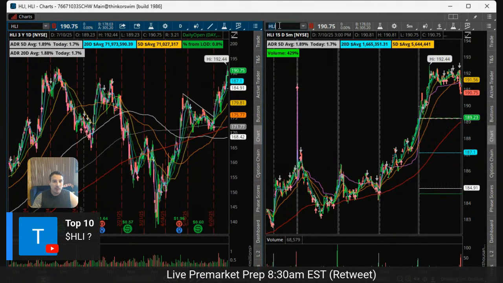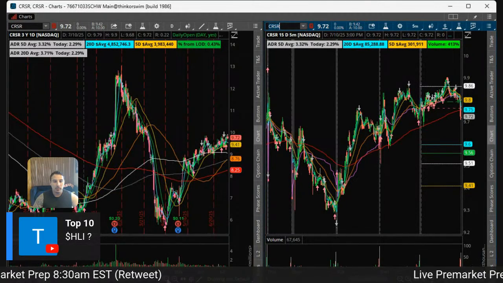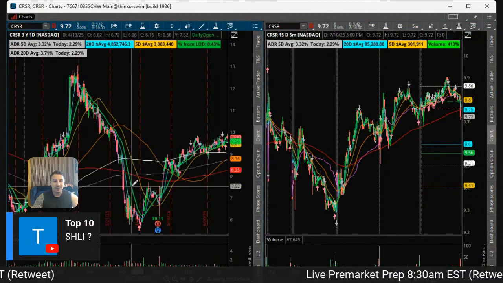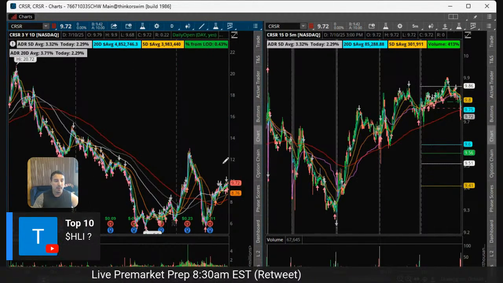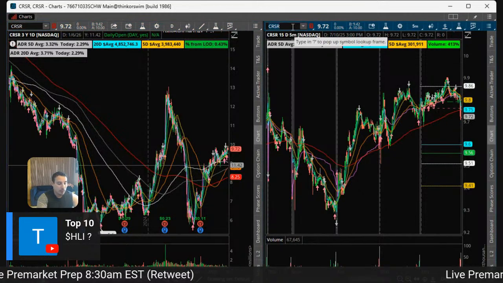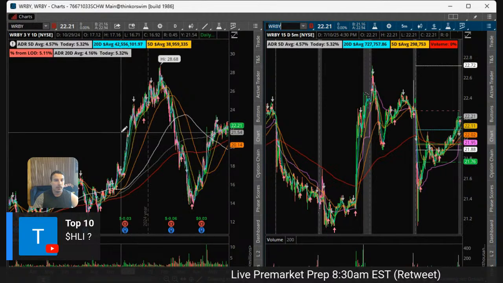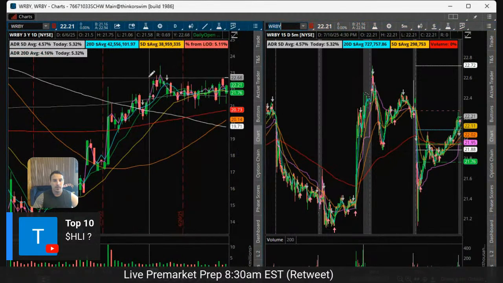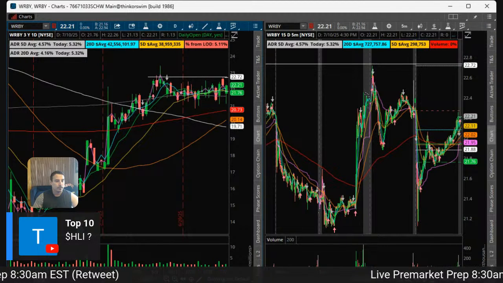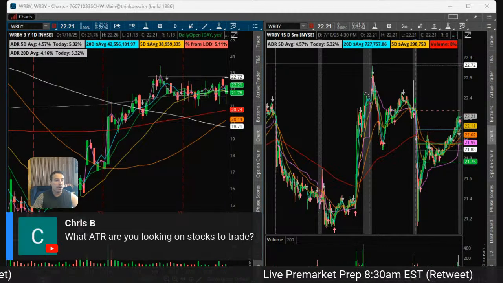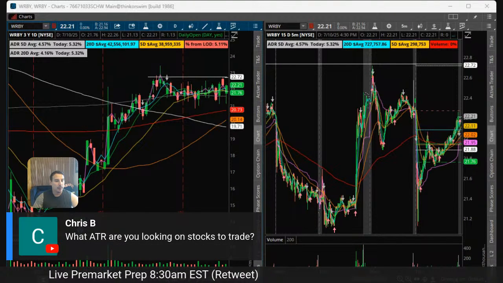All right, 2 more. CRSR, is that Corsair? Right? I don't know. I don't know who this is. Nah, this looks kind of sloppy. It's just coming out of a downtrend, maybe. And then Warby. This looks better. It just needs to get going here, right? I want to trade stocks that are trading 3-4% plus, ideally.